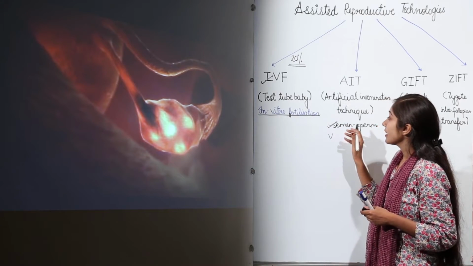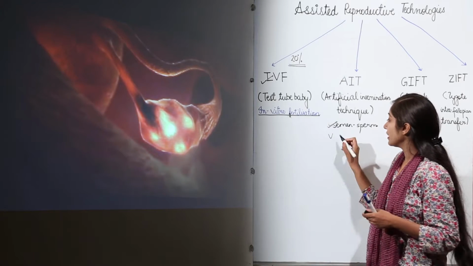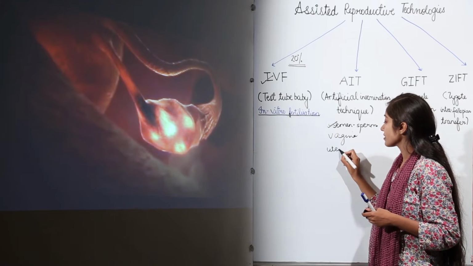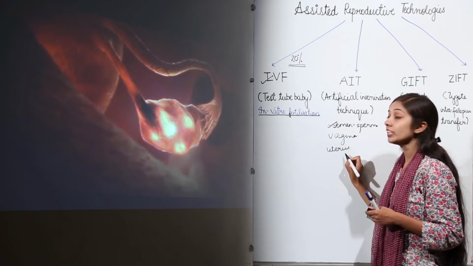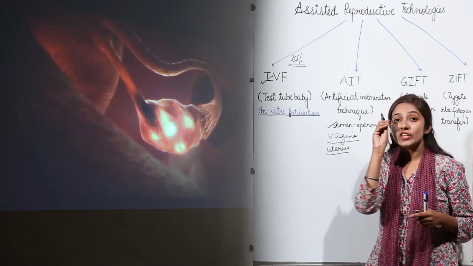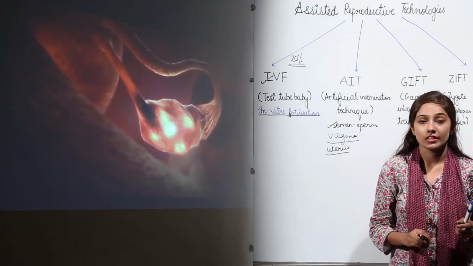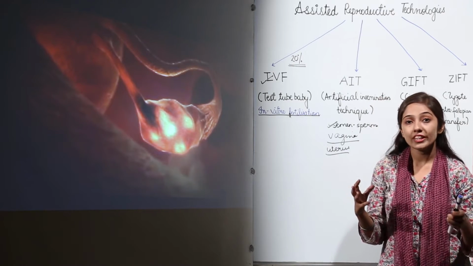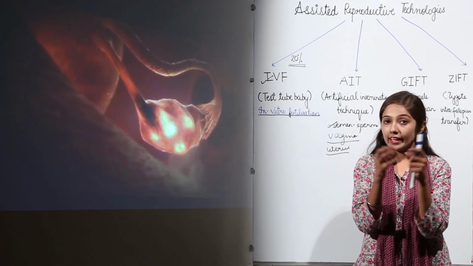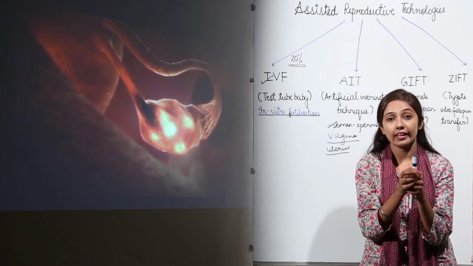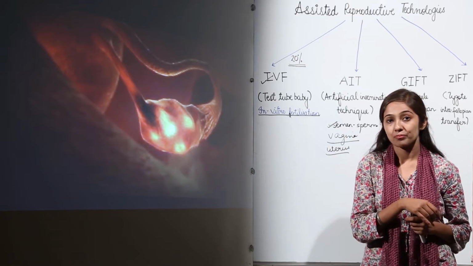introduced inside the body of the female, inside the vagina or the uterus. So when this semen is injected into the female's body, as it contains sperms, these sperms are going to come in contact with the egg. They are going to fuse. Only one sperm actually is going to fuse with the egg and fertilization will take place.